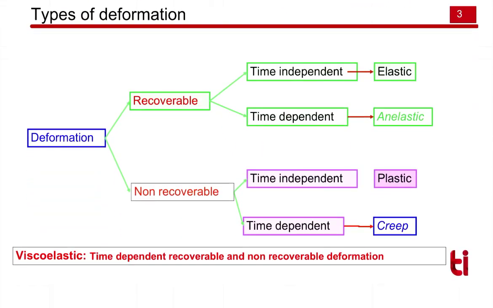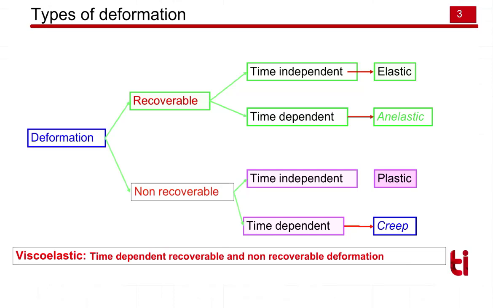Now the third thing is the deformation. There are different kinds of deformation possible. We classify deformation into two types: one is recoverable and the second is non-recoverable deformation. Recoverable deformation means, like an elastic band, if you stretch it and remove the load, it will come back to its original position. No deformation is permanent. Whereas non-recoverable deformation is basically a permanent deformation.